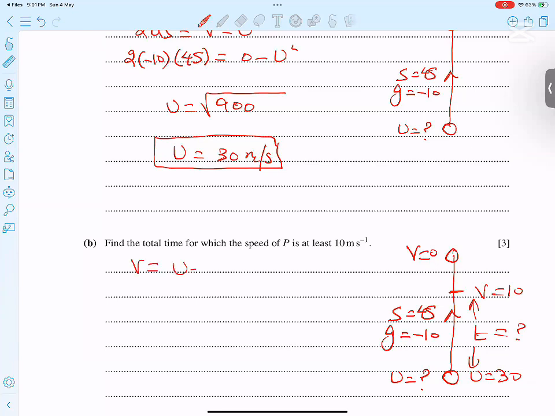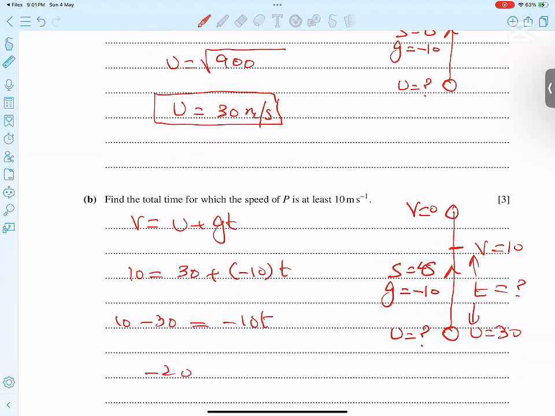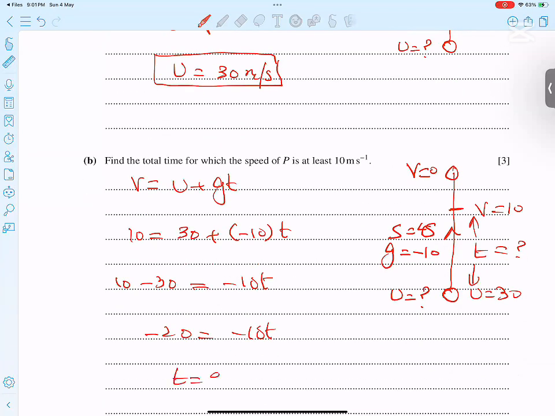V is equal to U plus AT, or GT. V is 10, U is 30, gravity is negative 10, and this is T. 30 goes there, and I get negative 20, negative 20, and negative 10T. So time becomes what? 2 seconds.